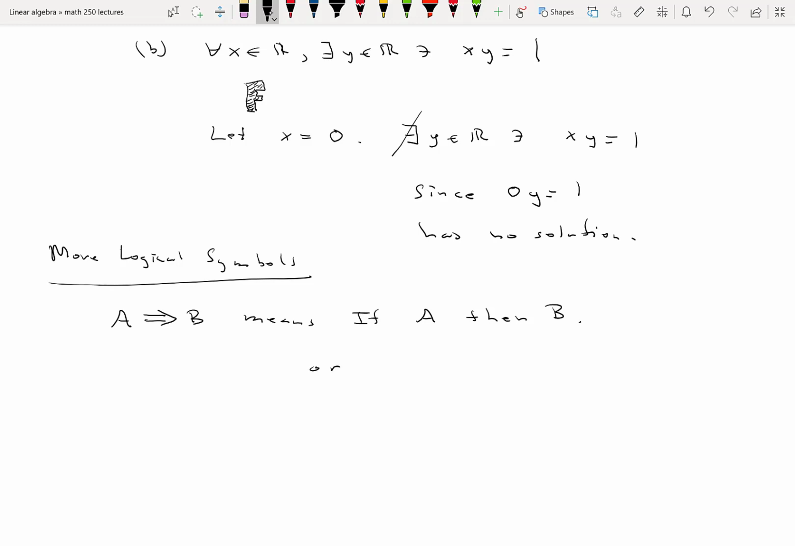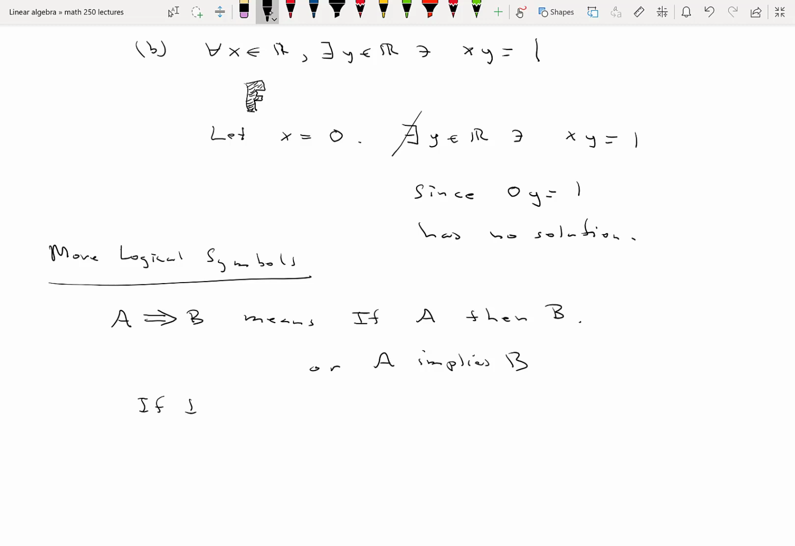You could also interpret this as A implies B. If A happens, then B happens. That's how you could also interpret this. Now, back to my caution.